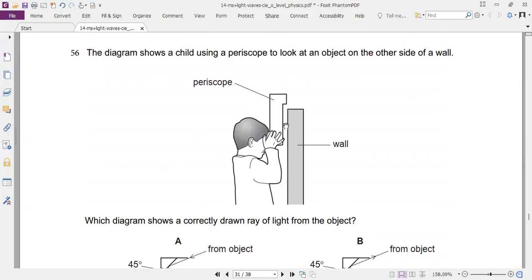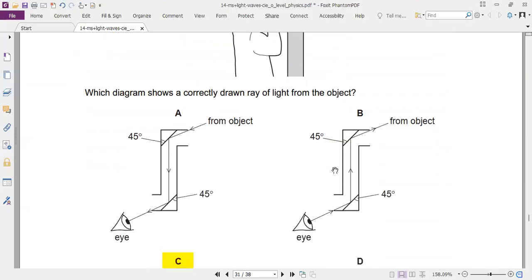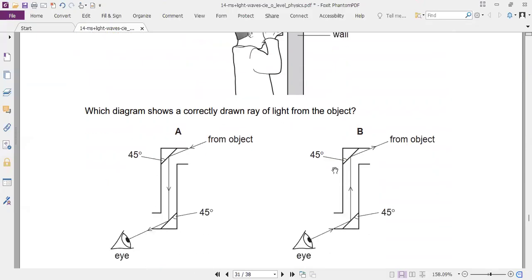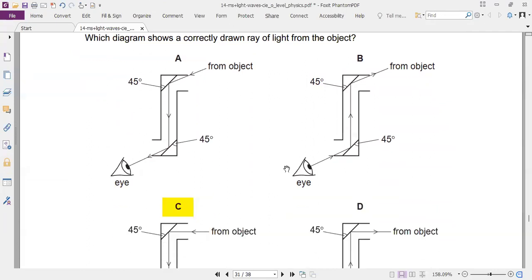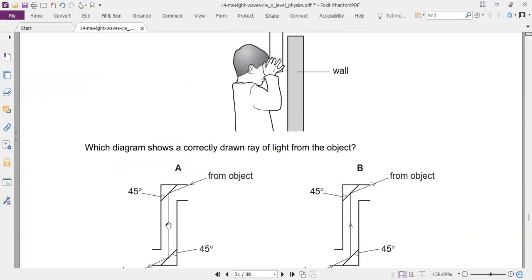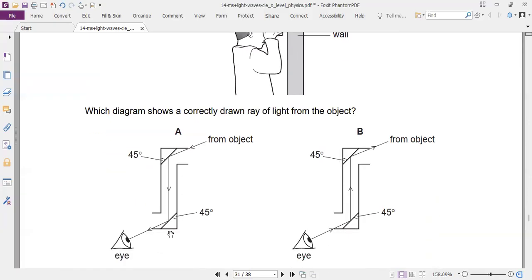So this question: a boy is looking into a periscope. A periscope uses two mirrors, both placed at 45 degrees with the walls. So how does the boy see the image and which diagram is correct? First of all, the ray has to go straight, then bend, right? If this is a mirror, the angle of incidence should be equal to the angle of reflection. Look at this, look at this. In both, this is not taking place.